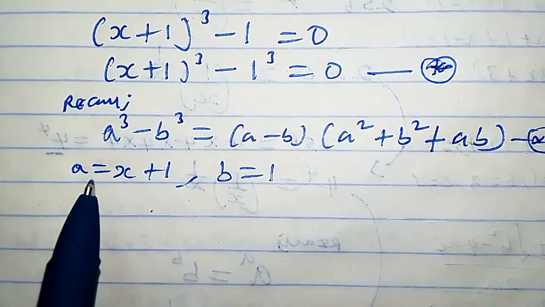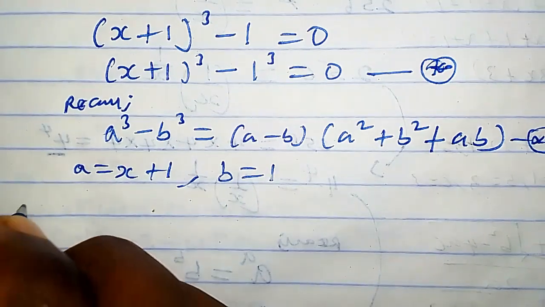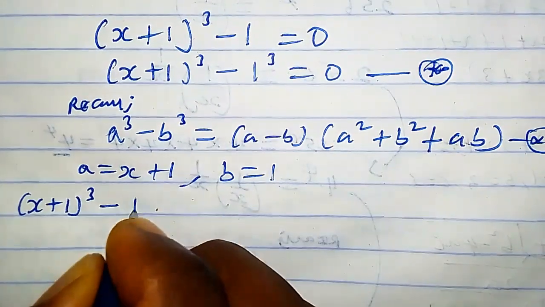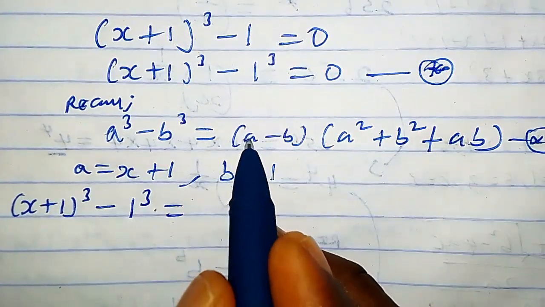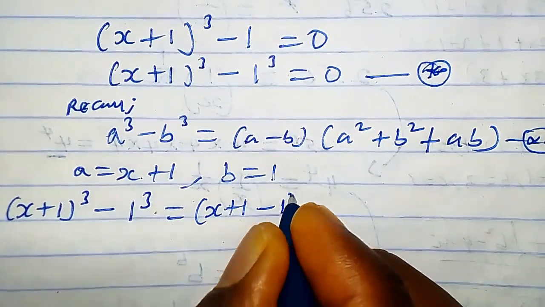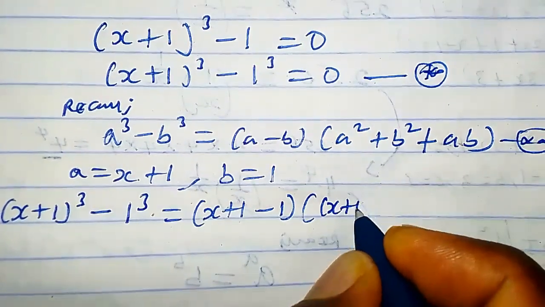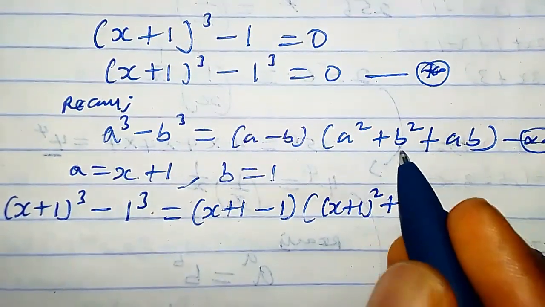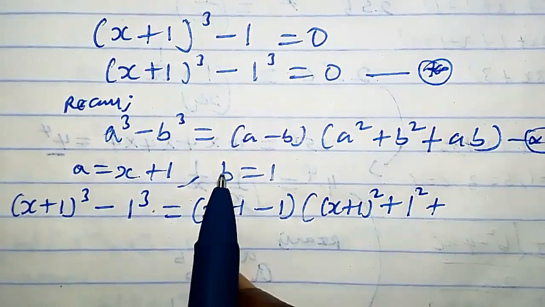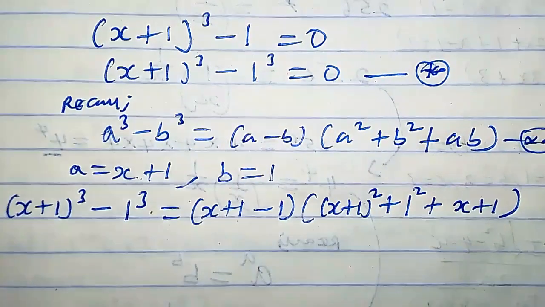So we are going to plug in the values of a and b into this expression. So we're going to have (x + 1)^3 - 1^3 equals what? That will be a - b, which is now (x + 1 - 1), times a^2, that is (x + 1)^2, plus b^2, which is 1^2, plus a times b, that is (x + 1) times 1, which is (x + 1). So bracket close.